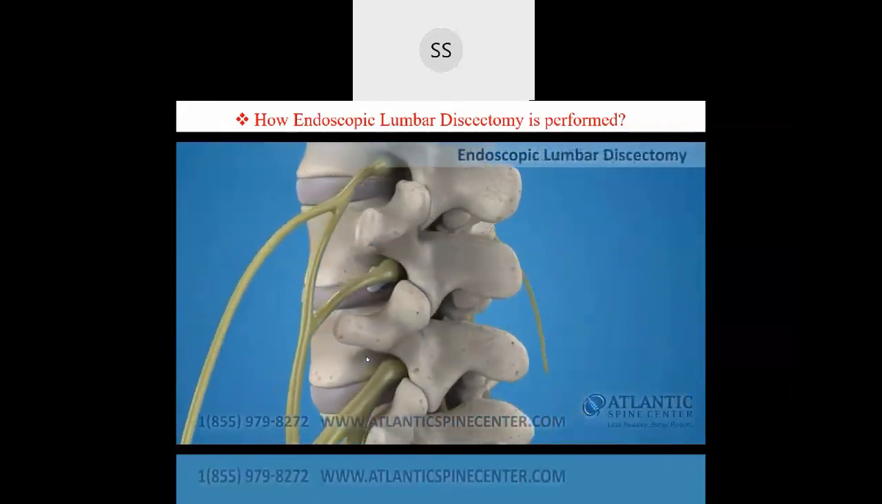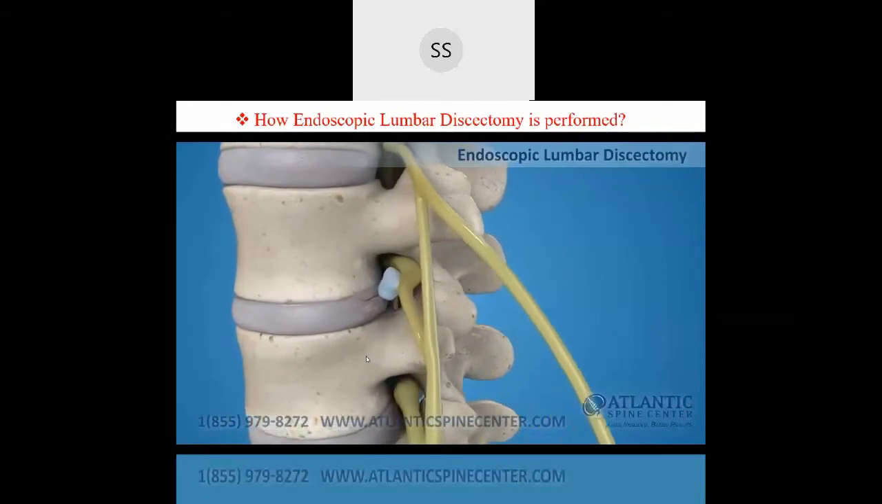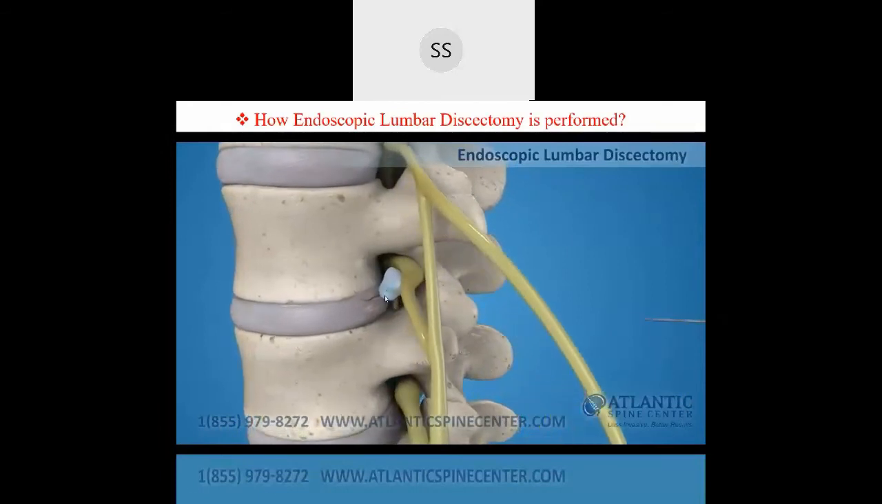Endoscopic lumbar discectomy is a minimally invasive procedure for treating lumbar herniated disc. First, a thin guide wire is placed under X-ray control down to the involved level of the spine. This is how it happens. The gel will come out and press the nerve, and the blood flow will stop here. So now you have to remove this excess.